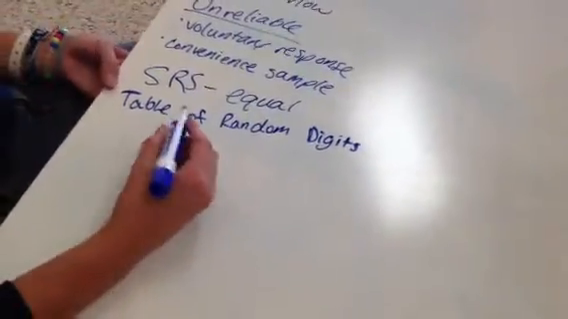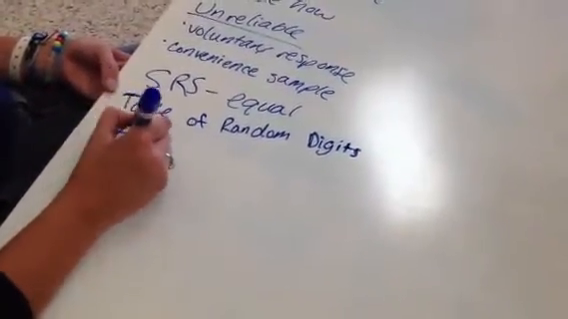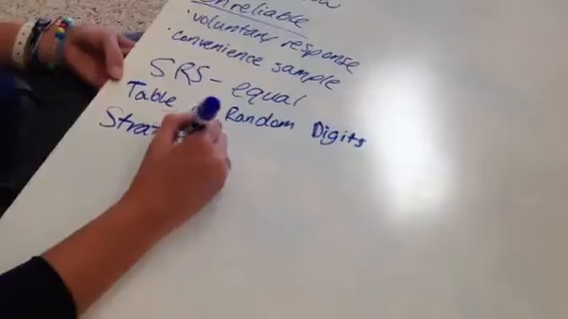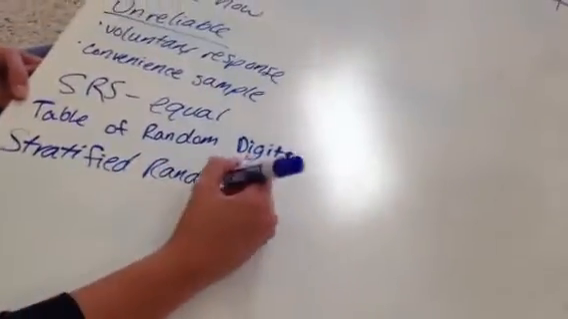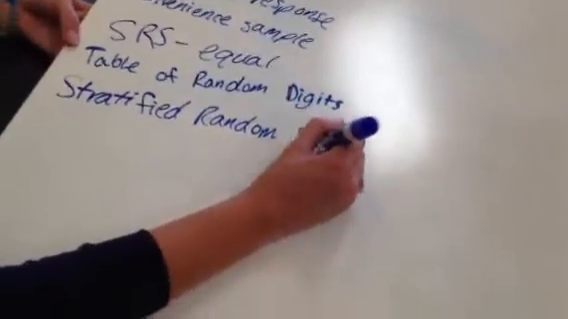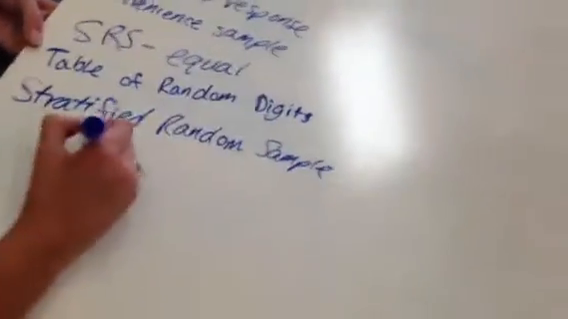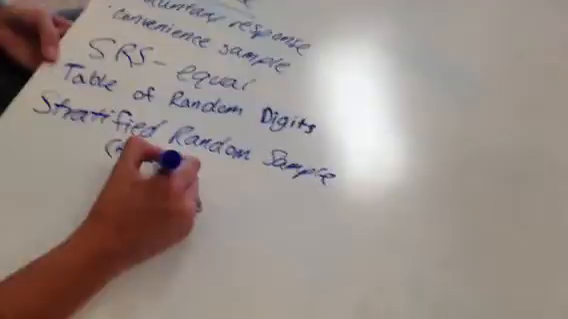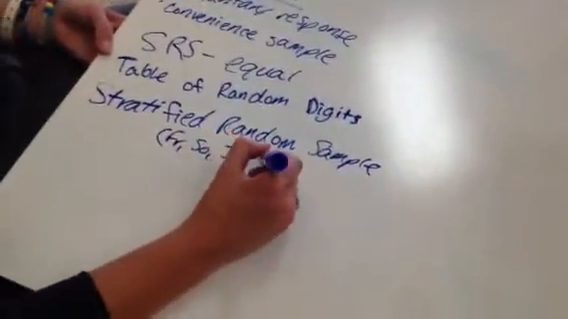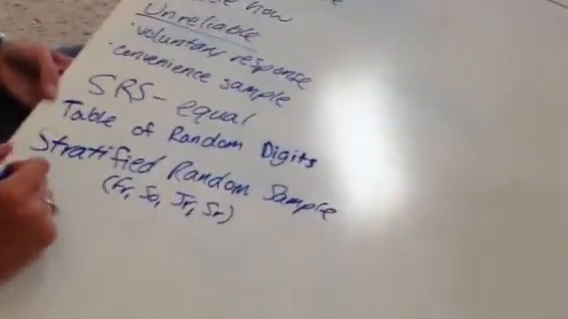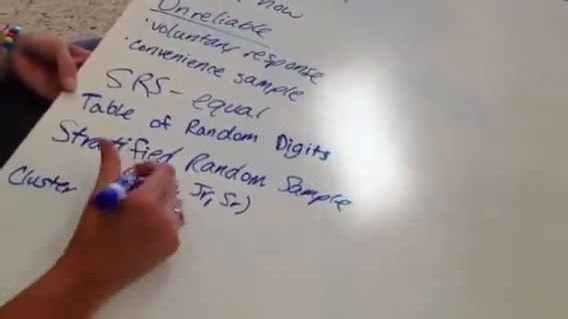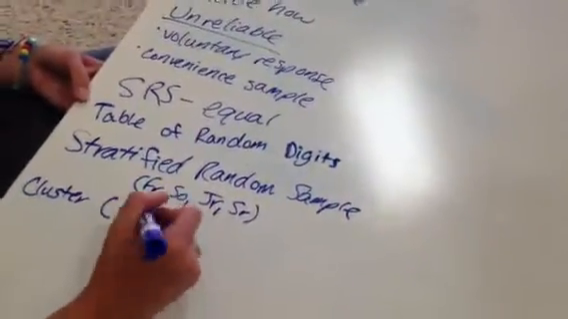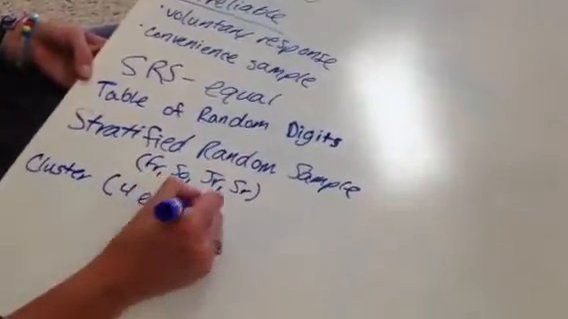Then there's a stratified random sample and cluster. The stratified random sample are groups by similar qualities. So for example, one group would be freshmen, sophomores, juniors, and seniors. So 4 separate groups. And then for cluster, those are groups representative of the population, and then you pick a few groups. So there'd be 4 of all, and then you would pick 2.